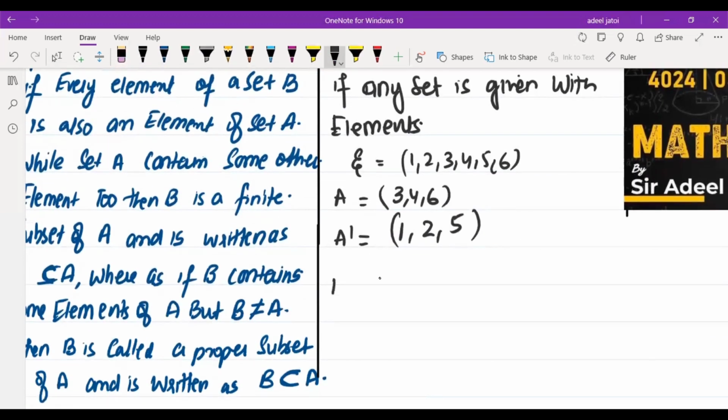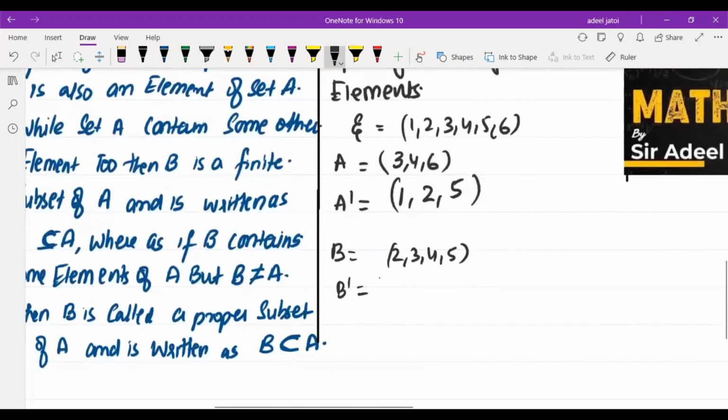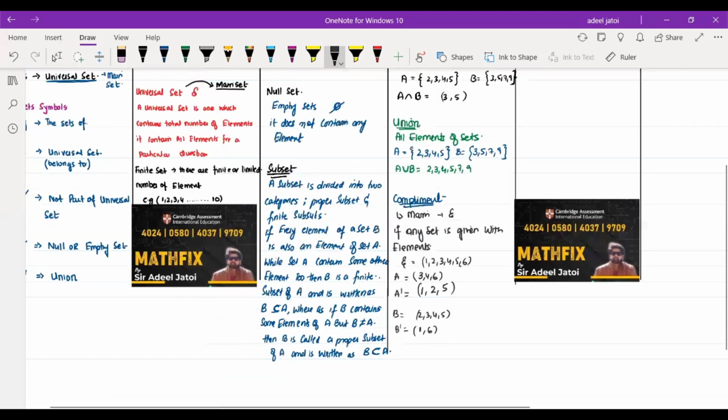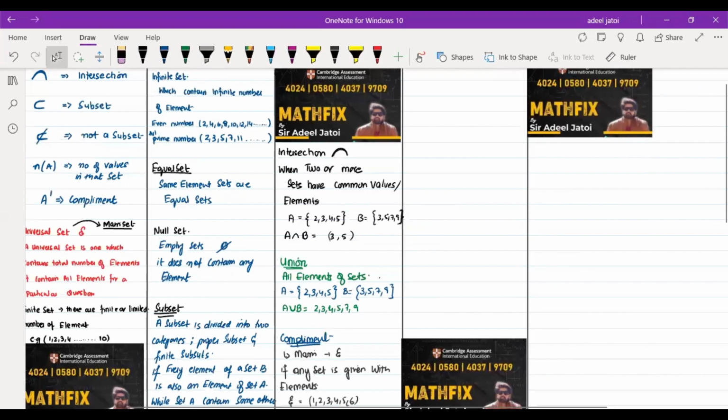If I would have said that B is from this universal set 2, 3, 4, 5, then B complement would have been 1 and 6.